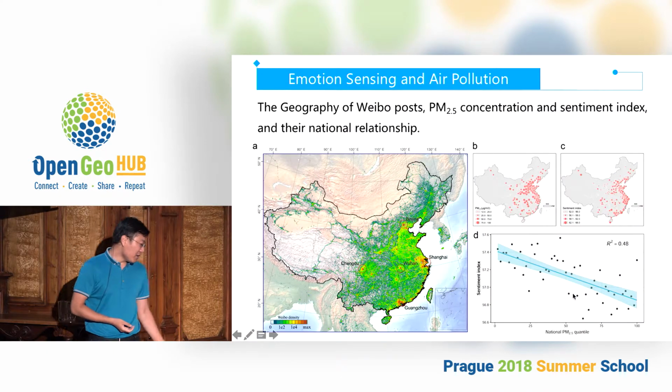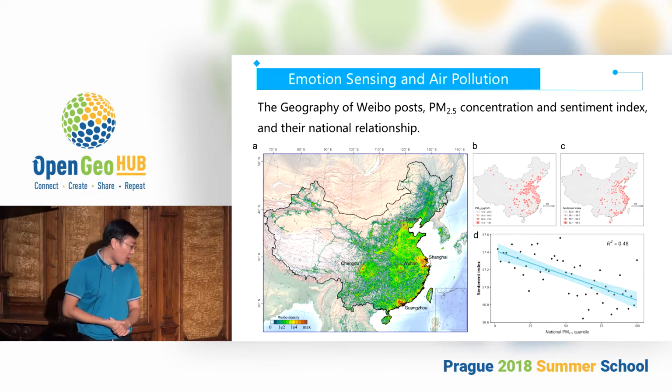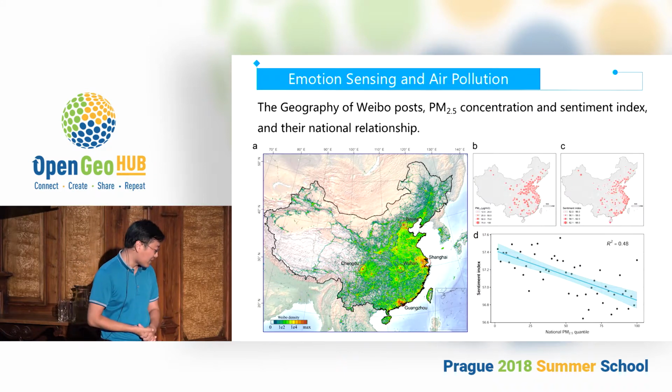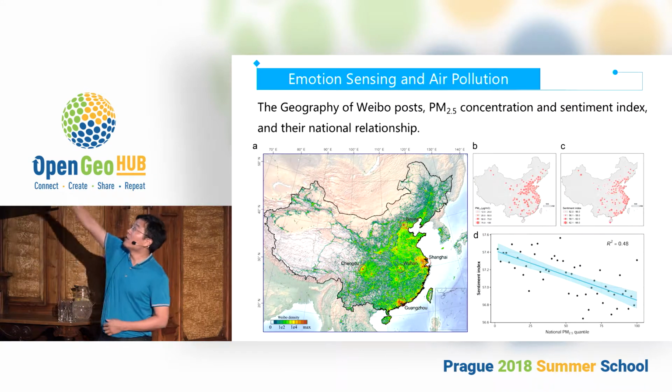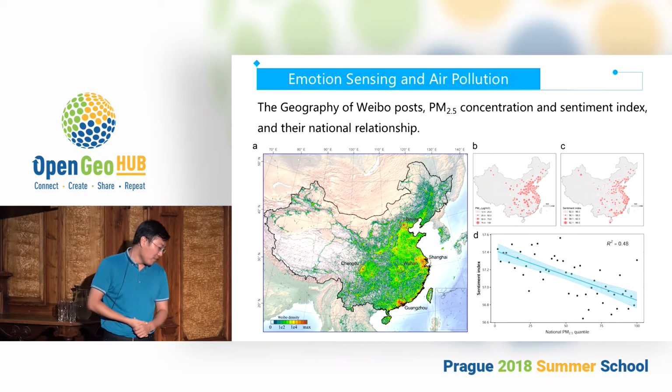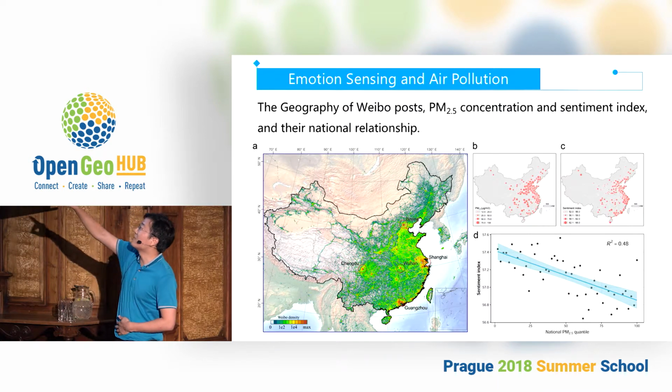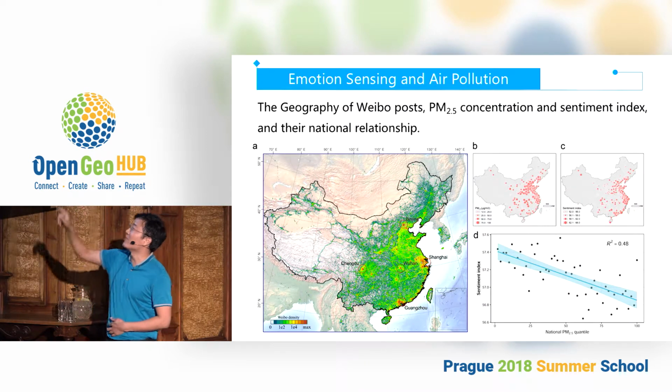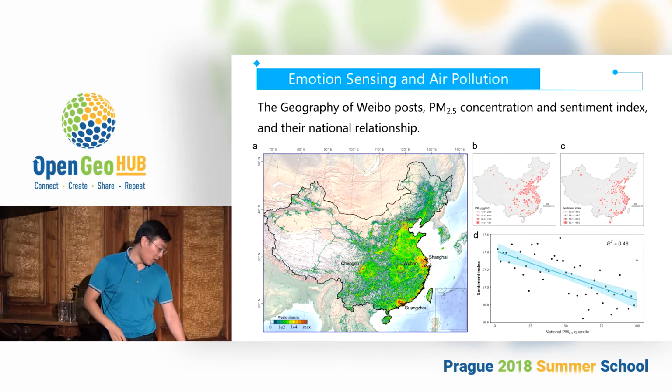Here is a map of the geography of Weibo posts. You can see the PM 2.5 concentration and the sentiment index. And this line shows the whole nation's relationship. We can see that at the national level, citizens' expressed sentiment decreased with the increase of PM 2.5.